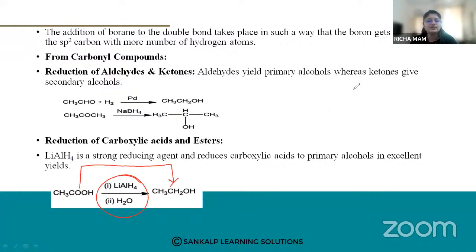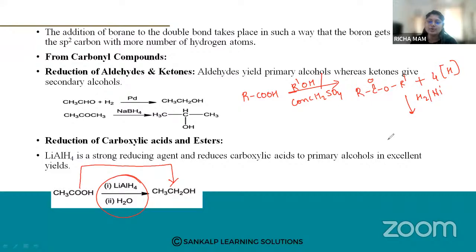So this is the reaction. How will that undergo? Suppose I have a carboxylic acid. I treat it with an alcohol in the presence of concentrated H2SO4. The acid and alcohol will form an ester. Now this ester I'm going to reduce in the presence of hydrogen and nickel. I'm going to get an alcohol, CH2OH, and one more alcohol, so a mixture of alcohols.